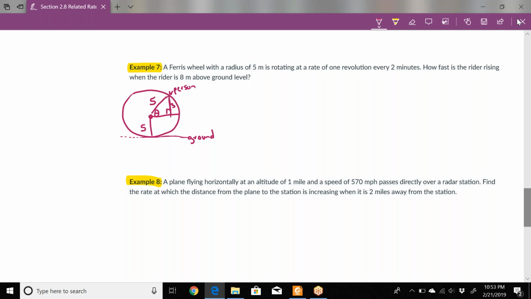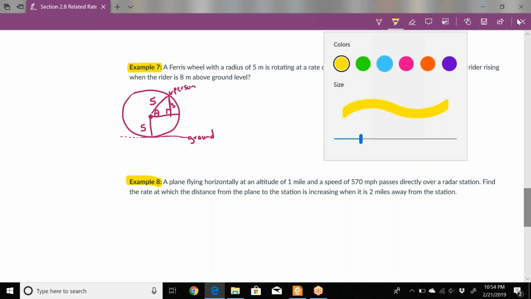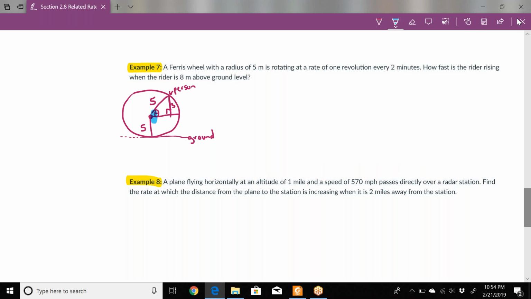So if we consider that, we've got this little theta angle here. So we have this inside little triangle that's a right triangle. And I'm going to highlight this in blue maybe. We don't know this distance from the center to here. We know it's less than 5 because it's not the full radius. So we're going to call that x.